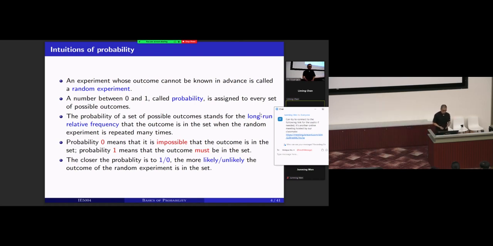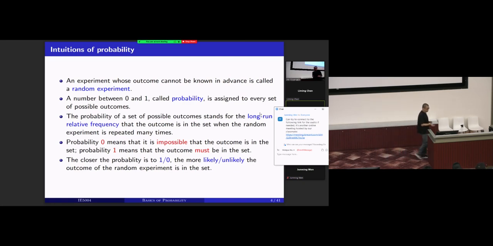So let me just summarize what we have learned through this introduction. To think of probability, the important thing you need to keep in mind is that when we talk about probability, we need to think of something called a random experiment. So what is a random experiment? The definition is pretty simple. An experiment whose outcome cannot be known in advance is called a random experiment. Which is just flipping a coin, right? You flip a coin, you don't know whether you see heads or tails. So it's a random experiment.